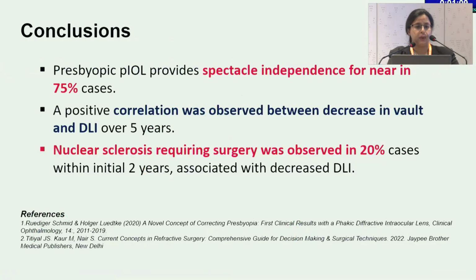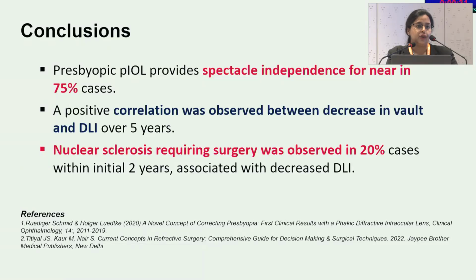So just to conclude, the presbyopic phakic IOL provides spectacle independence for near in 75% of cases, which is 3/4. A positive correlation was observed between the decrease in wall and dysfunctional lens index over 5 years. Nuclear sclerosis requiring surgery was observed in 20% of cases within the initial 2 years, which was associated with a decreased dysfunctional lens index. So phakic IOLs have been proved to be safe and efficacious in the younger age group for the correction of myopia and hyperopia. For presbyopia, they do provide a functional near vision.